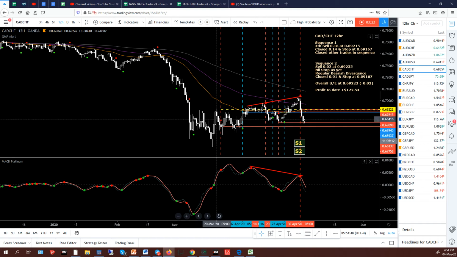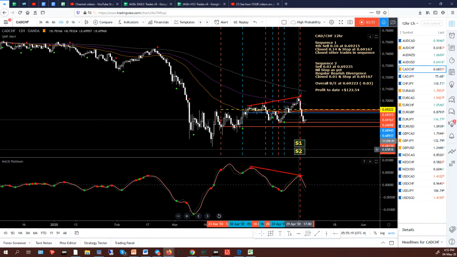I've closed all the trades except one, and my final trade was the fourth trade in that sequence. So the fourth sell trade was 0.16, so I've closed 0.14 and put a stop in place just below my entry level. So that locks in some profit. On that sequence, I think I made $27.56, closing all of that sequence.